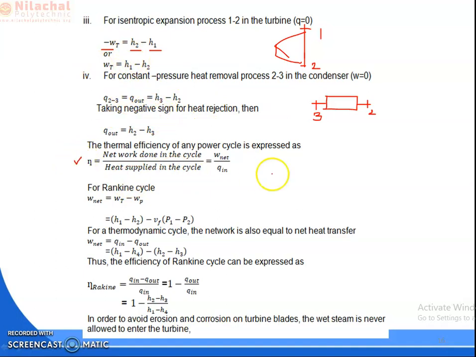Then you have to calculate the efficiency, which is equal to W net by Q in. W net is equal to Wt minus WP, where Wt is H1 minus H2 and WP is VF3 into P1 minus P2. According to the first law of thermodynamics, for a cycle, W net is also Q in minus Q out. From this also you can calculate the Rankine cycle efficiency, that is 1 minus Q out by Q in, where Q out is H2 minus H3 and Q in is H1 minus H4.